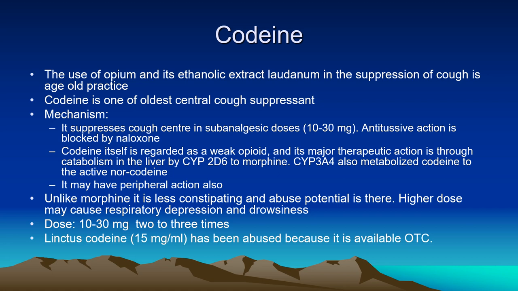Unlike morphine, it is less constipating and has less abuse potential. Higher doses may cause respiratory depression and drowsiness. It has been used as oral tablets or as cough linctus, a dry linctus, in a dose of 10 to 30 milligram 2 to 3 times daily. Constipation is always a problem when such a drug is used. Many of the linctuses available over the counter may have codeine or pholcodine-like drugs.